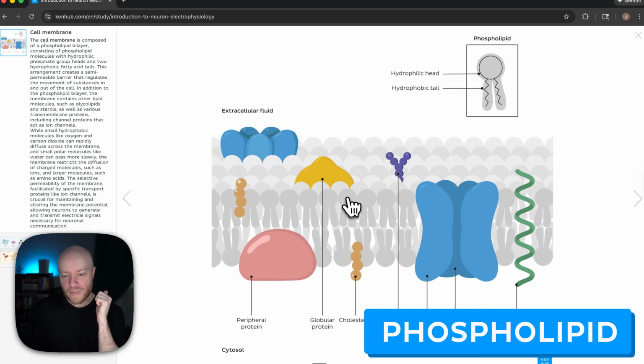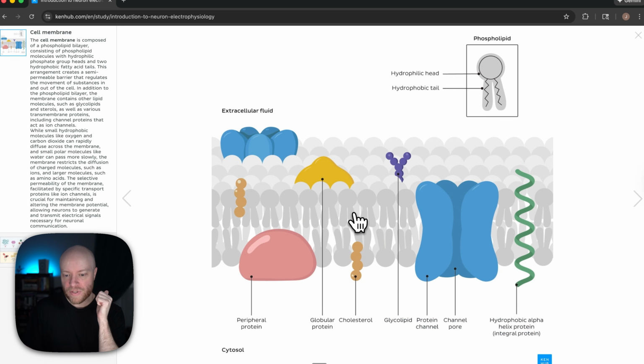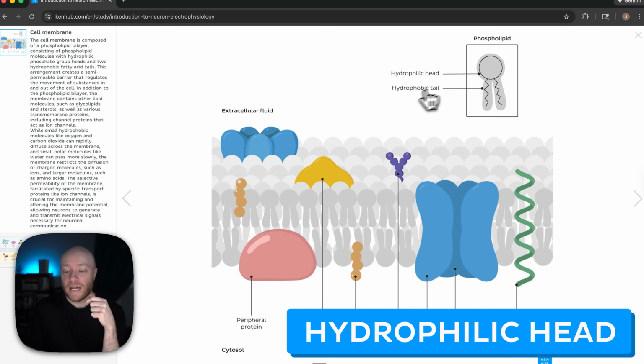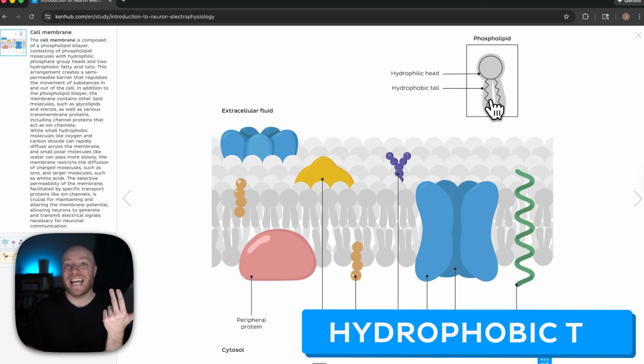If you look closely, you're going to see that we have this gray sphere and then we have these two tails. Well, imagine we pull one of those out, and that's exactly what you see here. The entirety of it is called a phospholipid, but we can also further separate it into two distinct portions. We have what's called the hydrophilic head, and then we have what's called the hydrophobic tail.